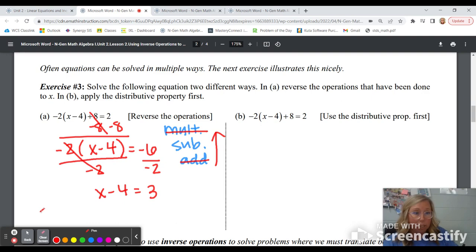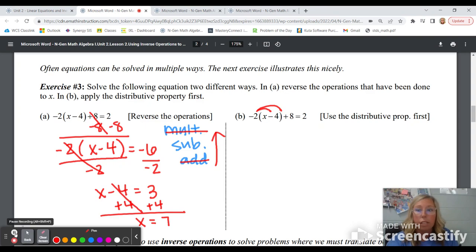Now I'm done with the multiplication, and I can get rid of the subtract 4 because it's outside of the parentheses now. The opposite of subtract is to add 4. Those cancel out, and we get x equals 3 plus 4, which is 7. I'm going to pause the video again and insert a question. I want you to solve this same equation, but instead of doing it where I got rid of the distributing, distribute that -2 first and then solve. You should still get x equals 7. I'll attach a question and then you'll attach your work to that.